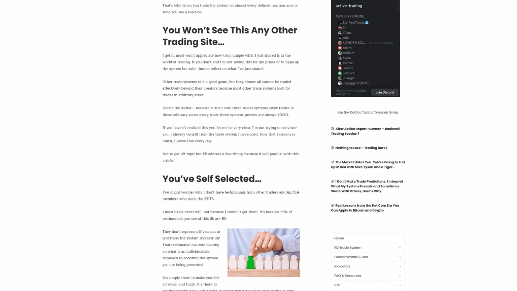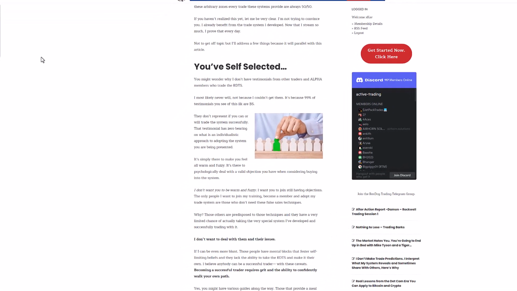If you haven't realized this yet, let me be very clear. I'm not trying to convince you. I already benefit from the trade system I developed. Now that I stream so much, I prove that every single day. If you understand what I just shared, that's why we can actually grade the RDTS separately from a trader that executes it. And I'll go a little bit further.